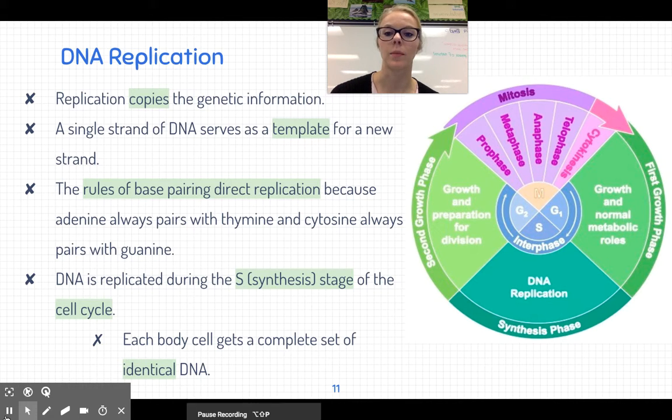DNA replication copies the genetic information. A single strand of DNA will serve as a template strand for this new strand that will be made. The rules of base pairing, as defined by Erwin Chargaff, are going to direct the replication because adenine always pairs with thymine and cytosine always pairs with guanine. DNA is replicated during the synthesis or S stage of the cell cycle. Remember, in the cell cycle, we go G1, S, and G2. All three of those are part of interphase. Each body cell gets a complete set of identical DNA.